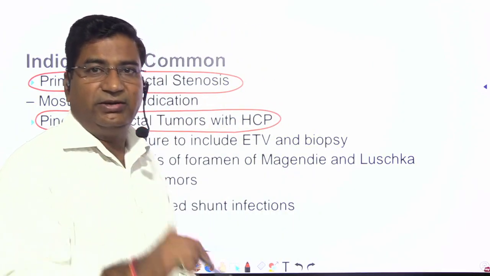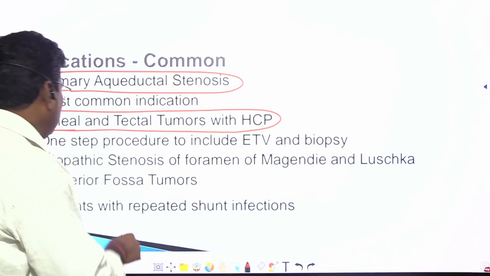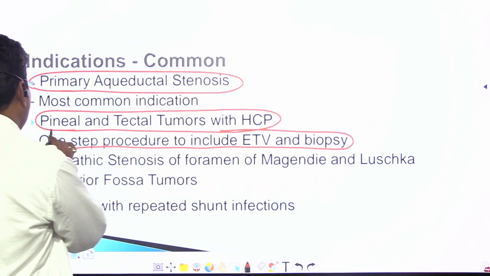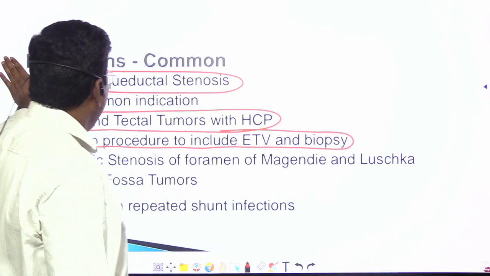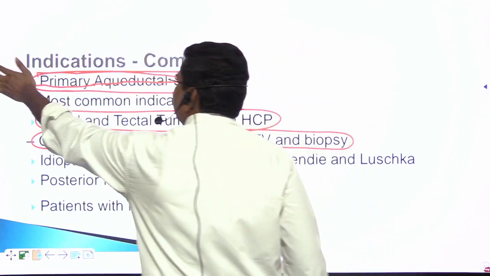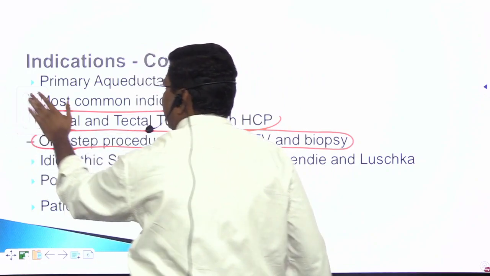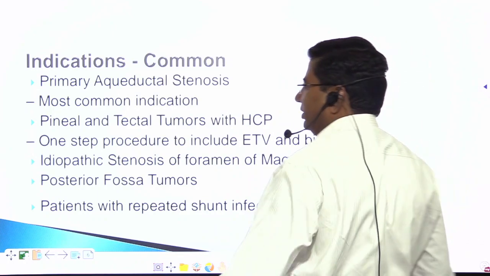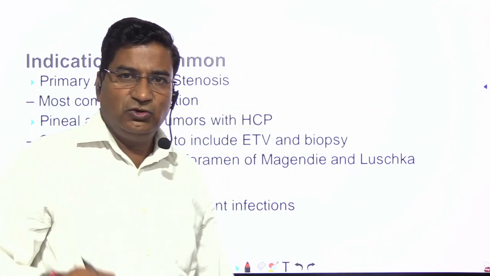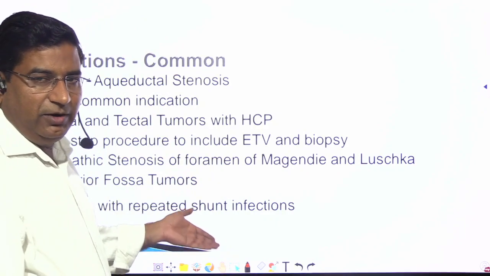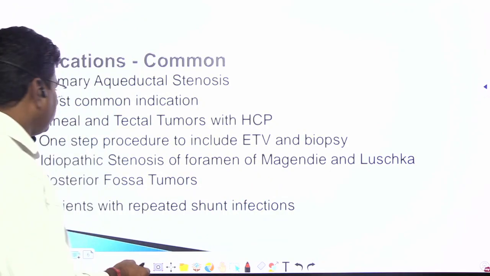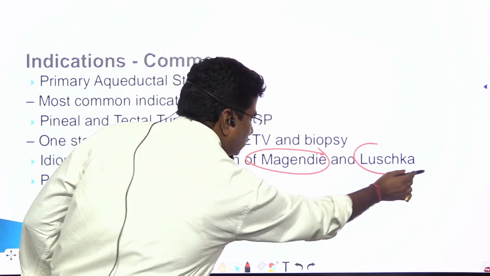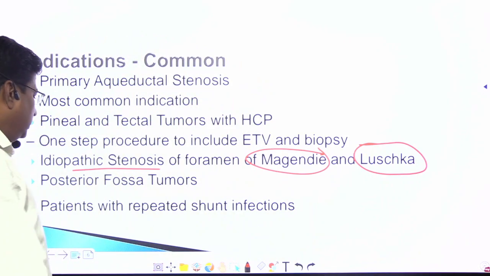Here one extra advantage is there: a simultaneous one-step procedure, where ETV and biopsy are both done. When we do endoscopic third ventriculostomy with the endoscope, we simultaneously take a biopsy of the tumor in the posterior third ventricle, so this is the treatment of choice nowadays. Then idiopathic stenosis of the foramen of Magendie and Luschka, where it bypasses the CSF flow.